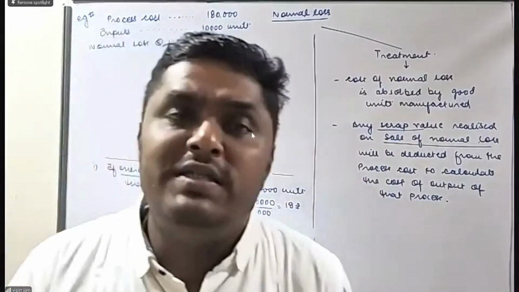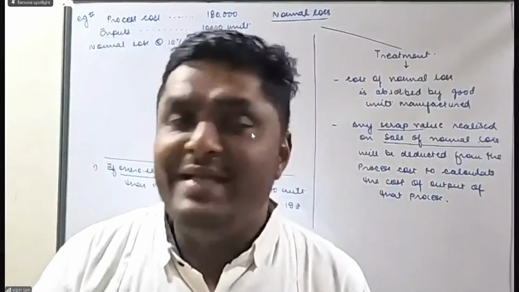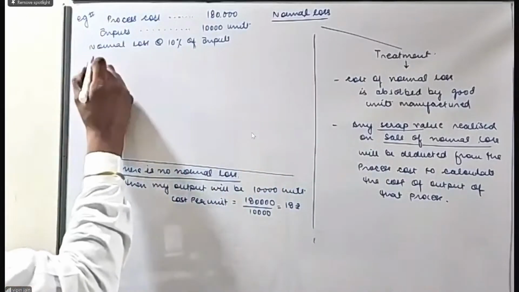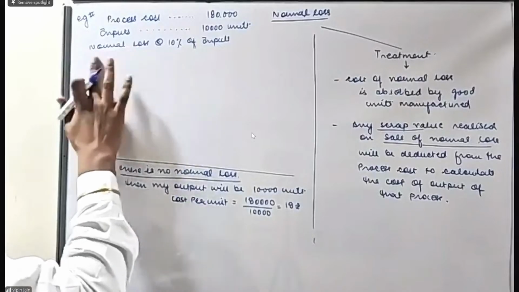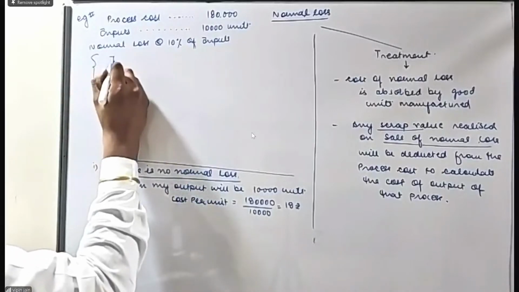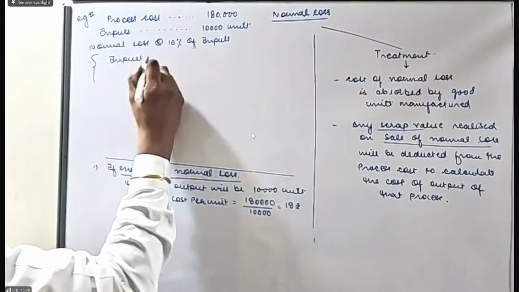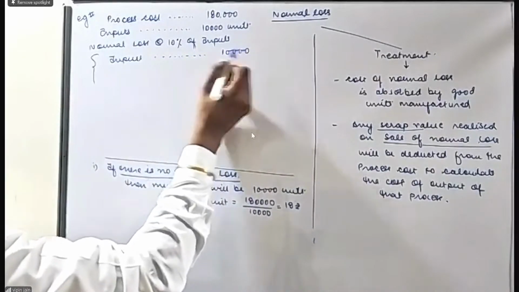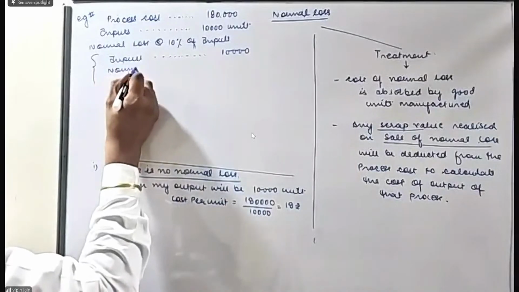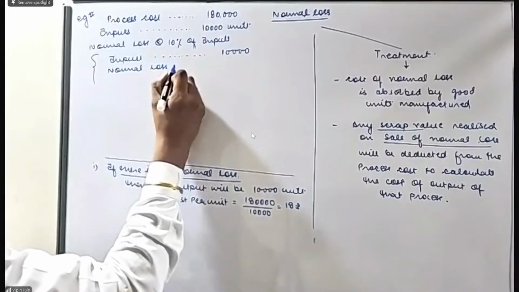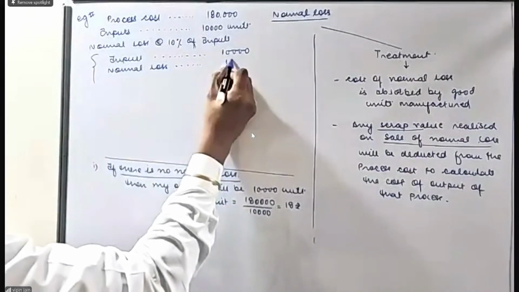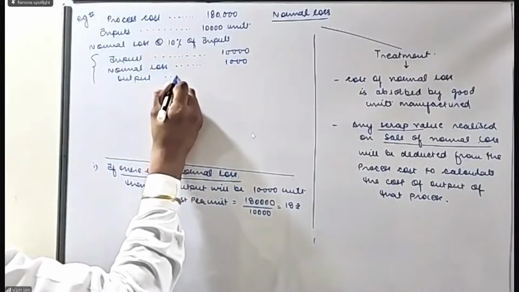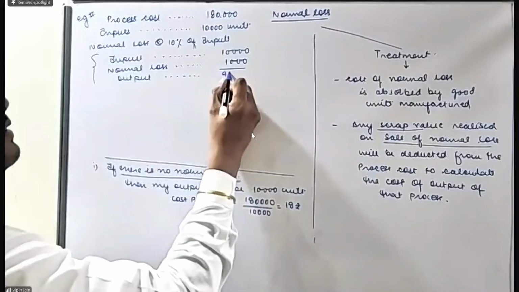If the normal loss is also given in the question, which is, let's say, at the rate of 10% of input. Now, in that case, my output will be how much? My inputs are how much? 10,000. My normal loss will be how much? 1,000. Therefore, my output will be how much? 9,000.